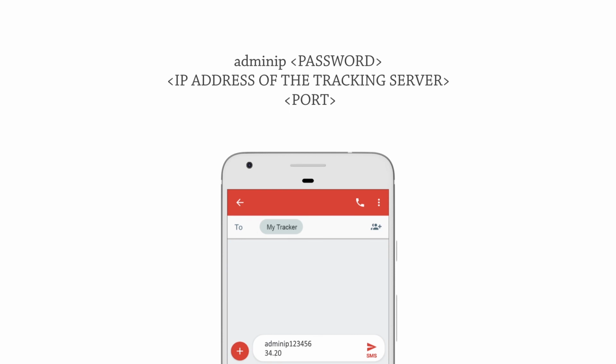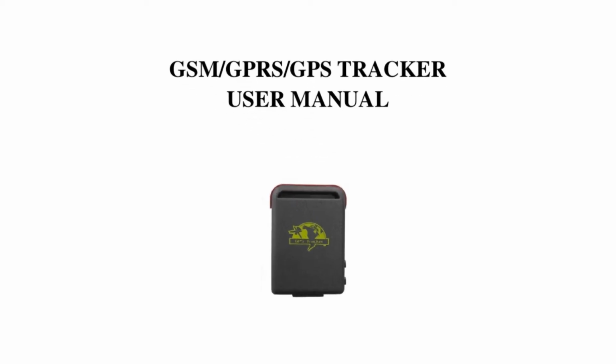Most trackers can be configured by sending an SMS to the SIM card, as shown here. Note that this command varies for each model. Please refer to the user manual for the exact command.